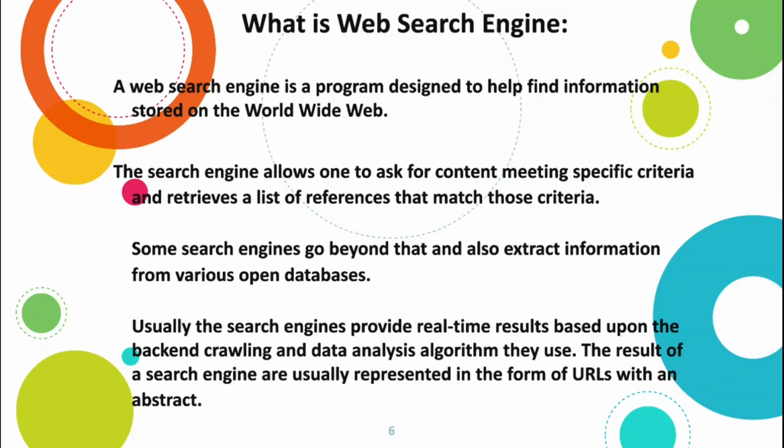Search engines go beyond that and also extract information from public databases and give suggestions like YouTube videos or some images as well. Usually they try to provide real-time results. For example, if you search for a live football match, then it will give the live score of the football or a cricket match. So that's how the search engine works, and Google and Yahoo are famous search engines.